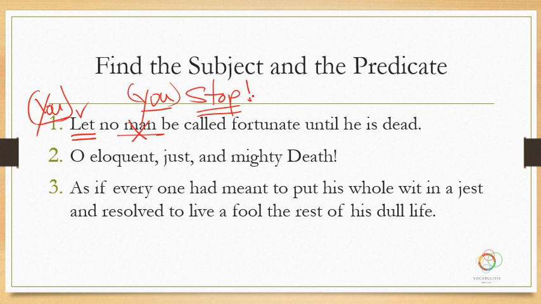Number two, oh, eloquent, just, and mighty death. This is not really a sentence because this is a personal address, and you're addressing death, you're calling him, but this is not a statement of a subject doing anything or being anything. And so this is not a sentence. As if everyone had meant to put his whole wit in a jest and resolved to live a fool the rest of his dull life, is not a sentence. The way it begins, the as if, tells us that this is a dependent clause, but you have to do something as if something is happening, and the rest of the sentence is all the as if statement. As if he was something something blah blah blah, he did something else. You need that main clause to be a sentence.